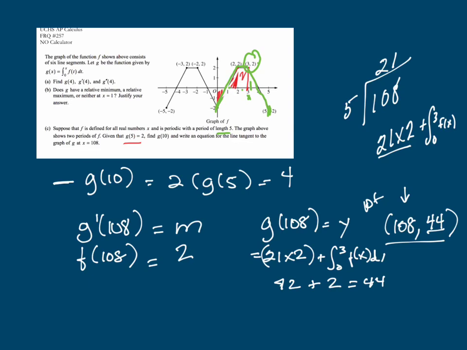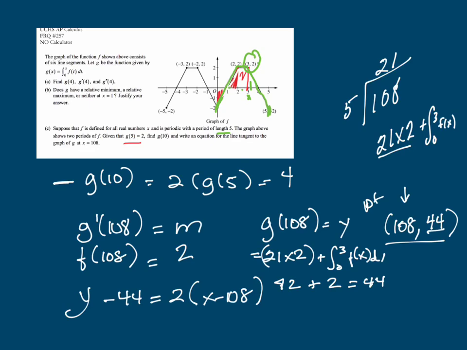So we would say y minus 44 equals 2 times (x minus 108). So y minus 44 equals 2 times (x minus 108).